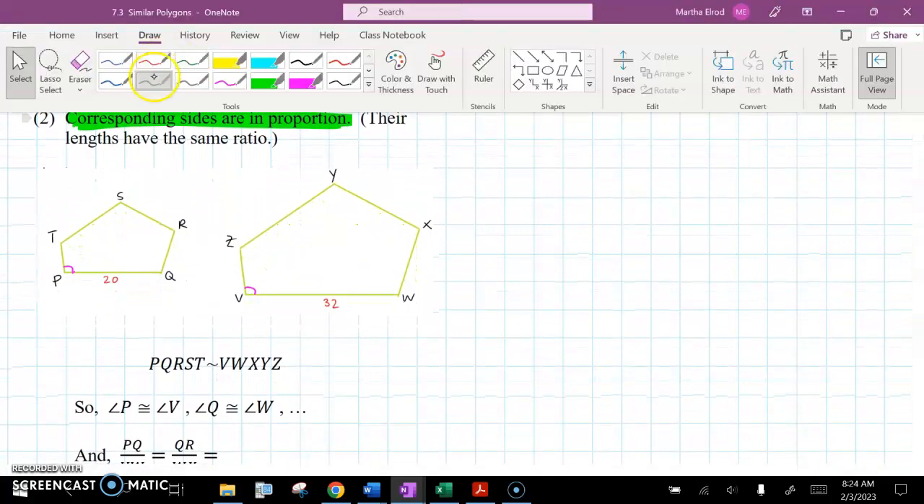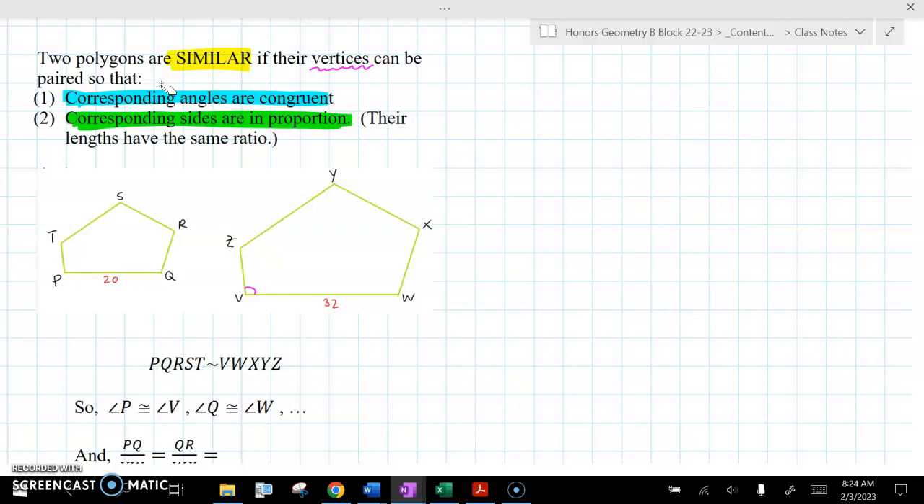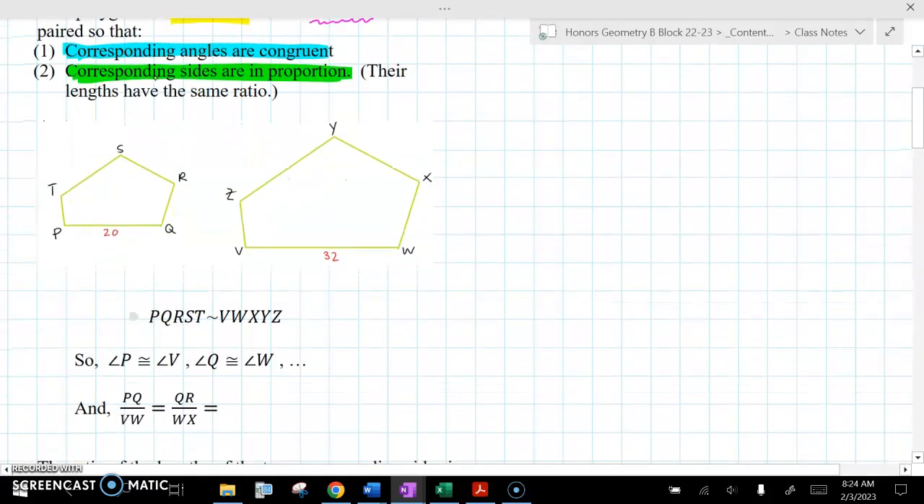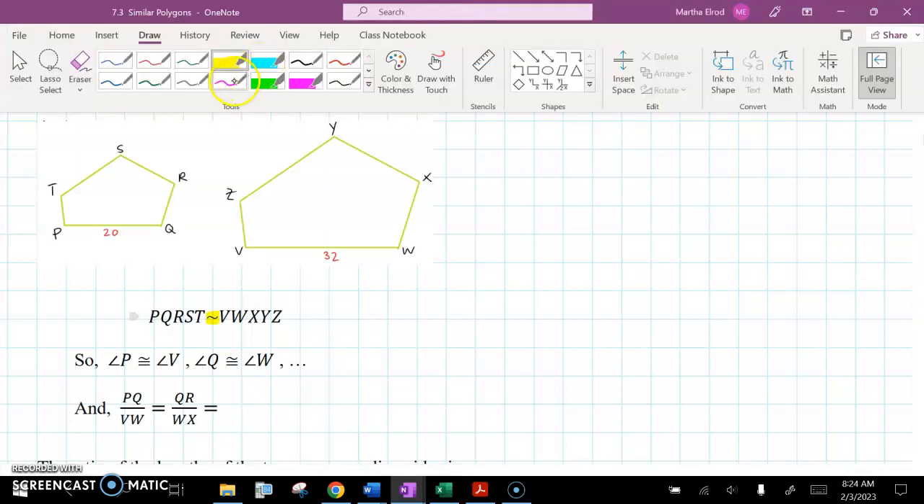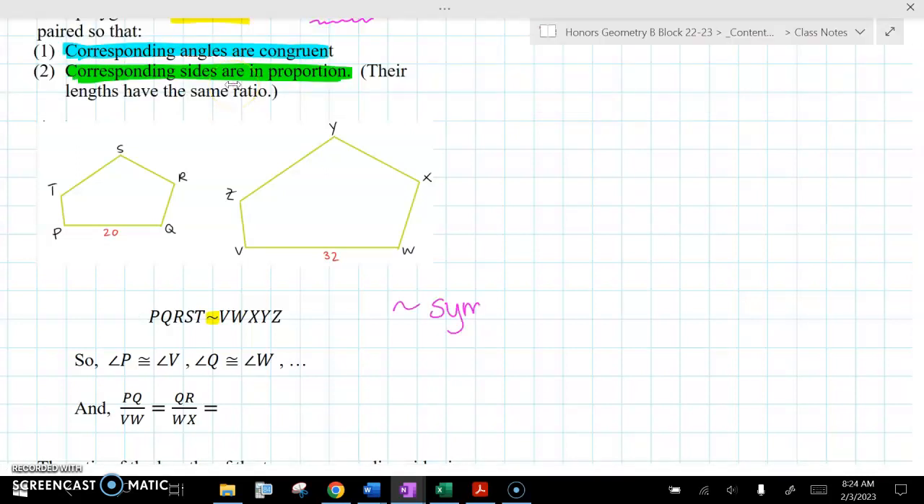So let's take a look at an example here. We have a figure, and here we've got two pentagons. And if we look down below, we've named the two pentagons. Again, we've gone in order like we're used to doing with our triangles or quadrilaterals, and we've called this pentagon PQRST. And then we have this little squiggle, and this squiggle is actually the symbol for similar. So this reads PQRST is similar to the figure VWXYZ.